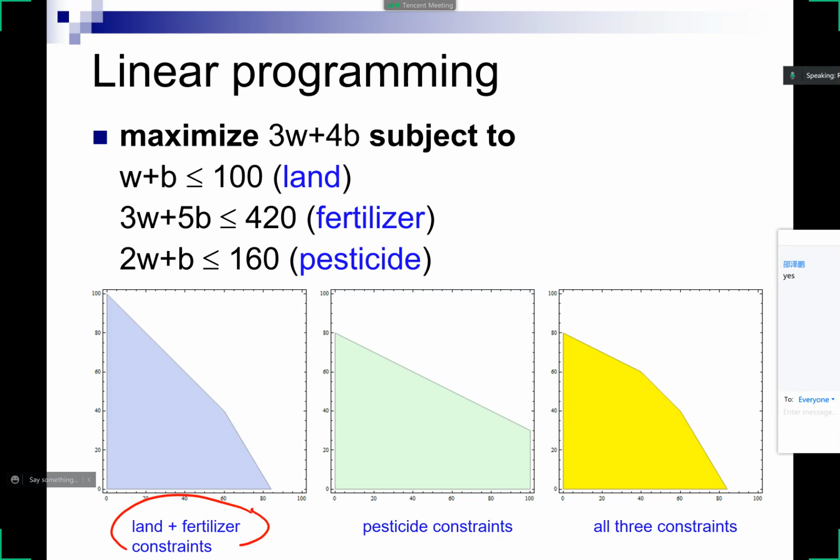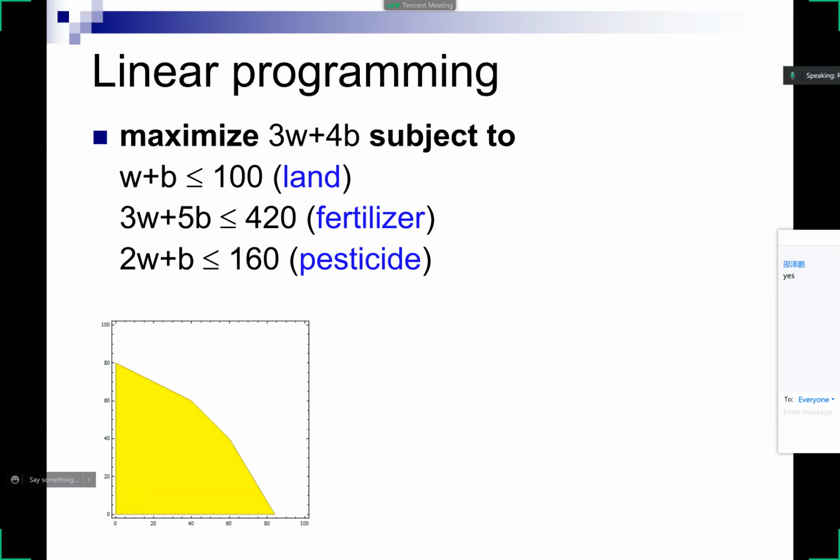This yellow region are all of the W, B points. Here you have W and here you have B. So this yellow region is the set of all W, B points which satisfy all three constraints. And the linear programming problem is to maximize this function, 3w plus 4b, while only considering points in this yellow region, which are the only feasible points for this LP. So that's the problem that we're trying to solve.